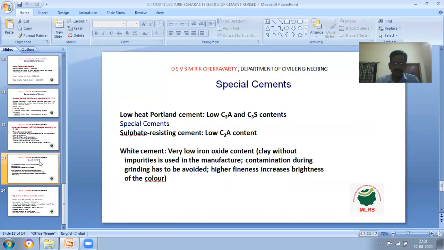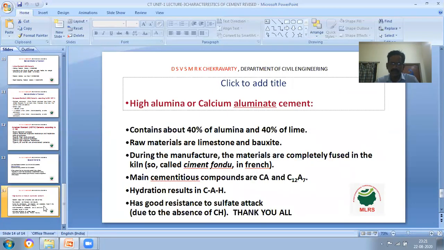If you see the 13th slide, special cements: low heat Portland cement, with low C3A and C3S contents; sulfate resisting cement, with low C3A; and white cement. Next, high alumina or calcium aluminate cement contains about 40% alumina and 40% lime. Raw materials are limestone and bauxite. During manufacture, the materials are completely fused in the kiln, and it is called cement fondu in French. The main cementitious compound is CA. Hydration results in CAH10, and it has good resistance to sulfate attack due to the absence of CH.